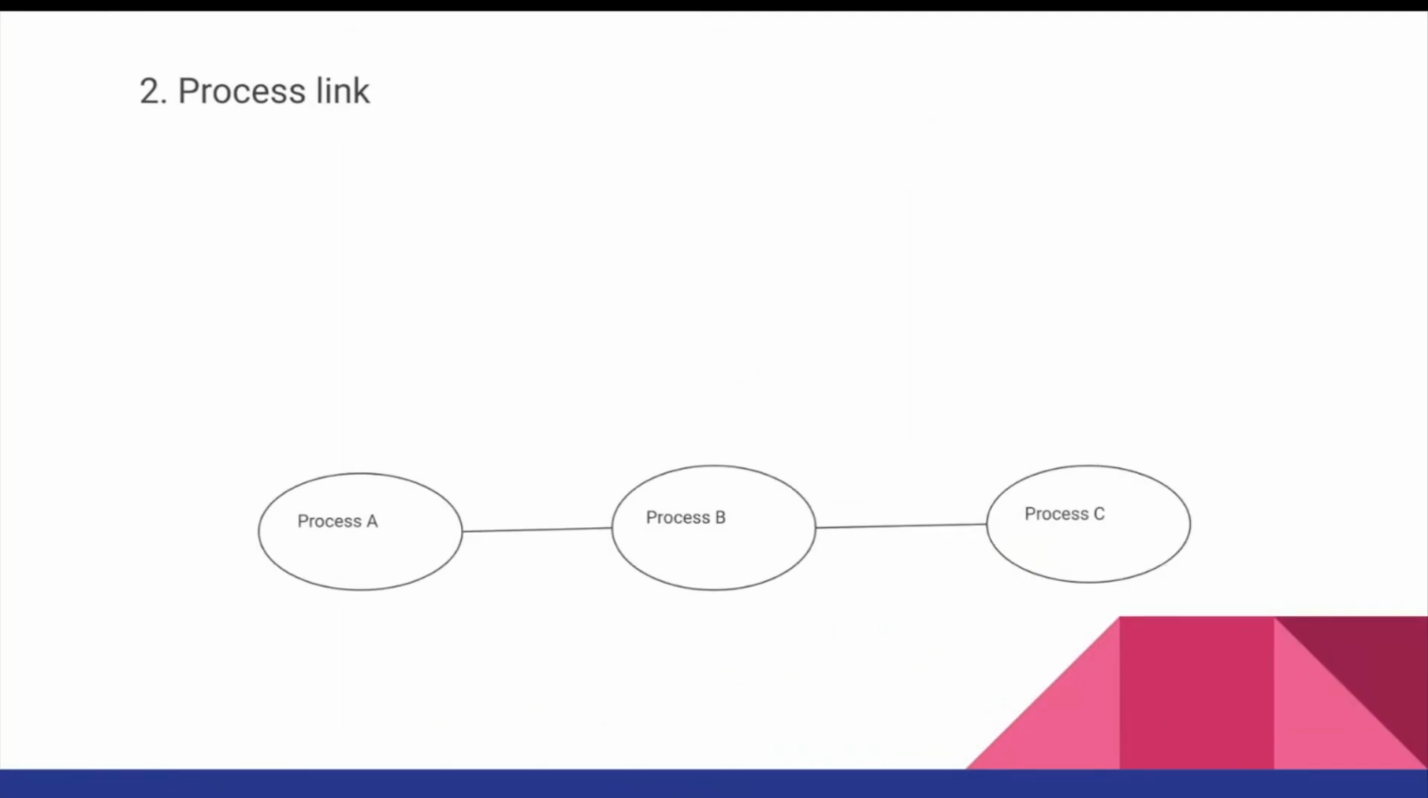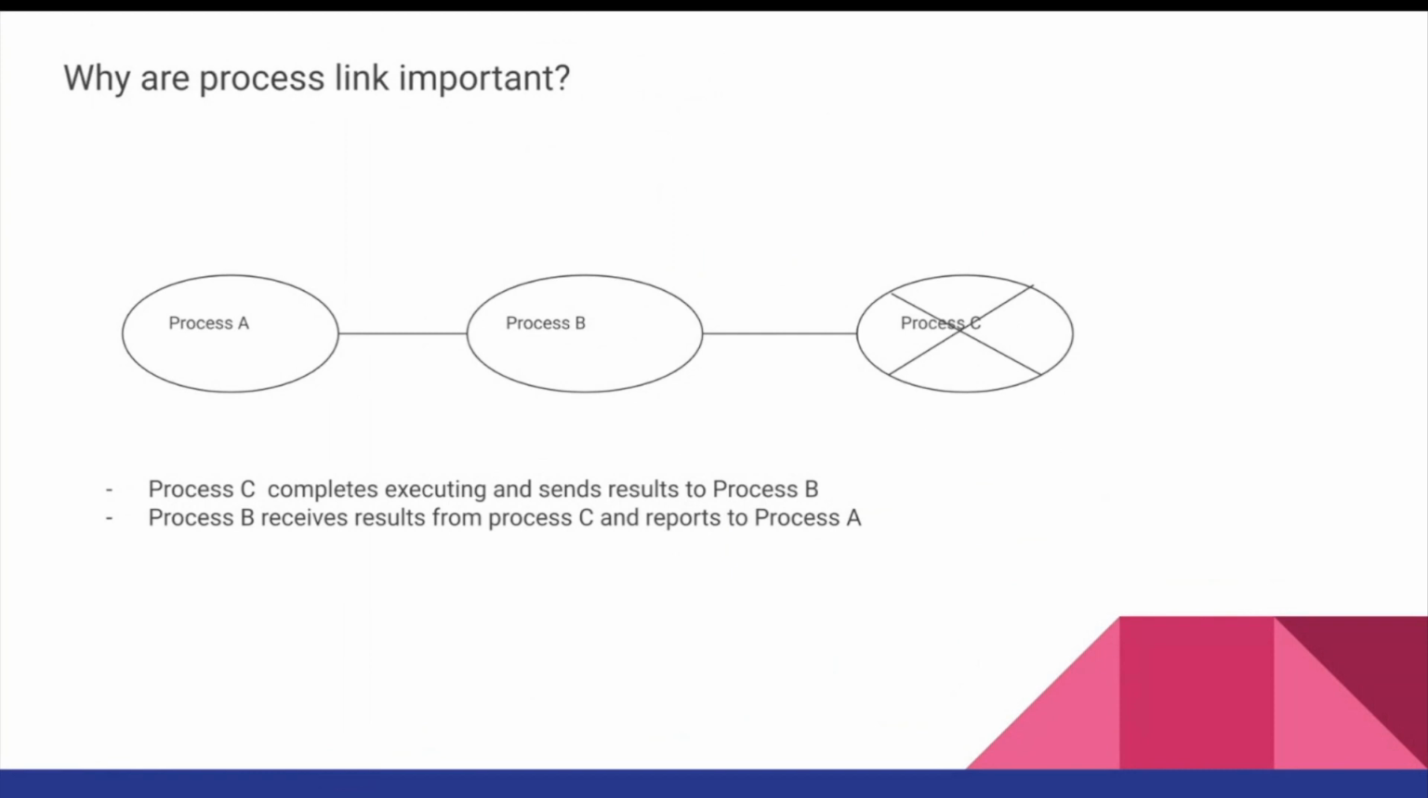Elixir also has a way of linking these processes together, and this term is referred to as process link. So with process link, when two or more processes are linked together, they form this special relationship. Process link plays an important role when it comes to building a concurrent and fault tolerant application.